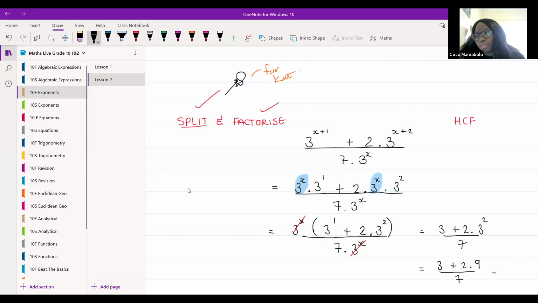Let's do the top part for me. I know 2 times 9 is going to give us? It's going to give us 18. Good. So on the top, I've got 3 plus 18. How much is 3 plus 18? It's 21. Divided by 7. 21 divided by 7 is 3. Look at that. Our final answer is 3.